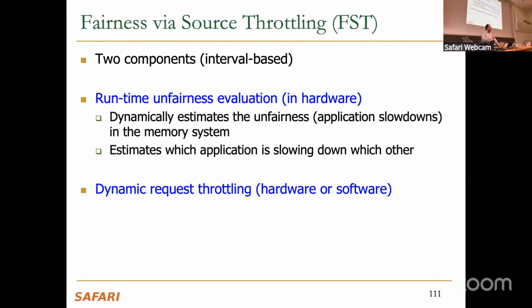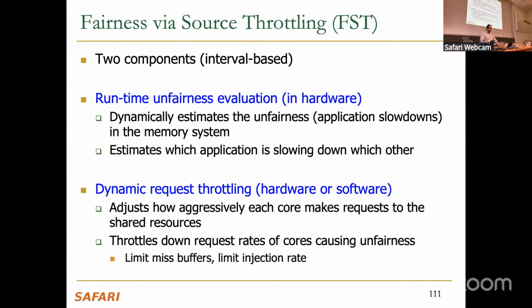This throttling technique actually has been done in different layers of the computing as well, as you can imagine. So essentially in that component, we need to adjust how aggressively each core makes requests to the shared resources. We throttle down request rate of cores causing unfairness. For example, we can limit the miss buffers, or we can limit the injection rate, how quickly you put requests into the network.